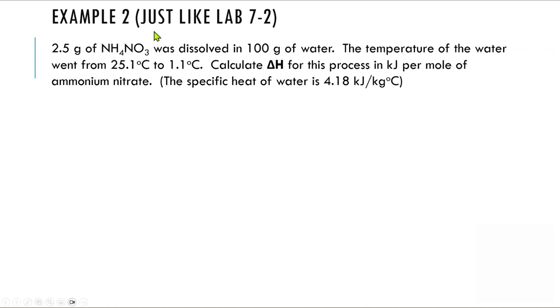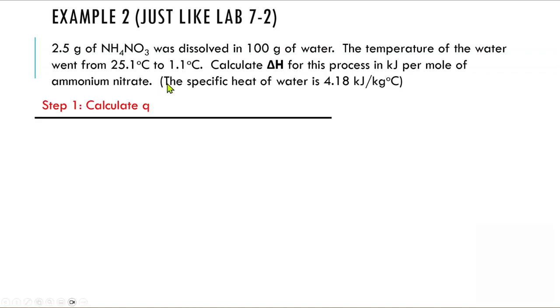All right. So it says 2.5 grams of ammonium nitrate was dissolved in 100 grams of water. The temperature of the water went from 25.1 to 1.1 degrees Celsius. Ooh, it got colder. Calculate delta H for this process in kilojoules per mole of ammonium nitrate. All right, so there's a couple things.